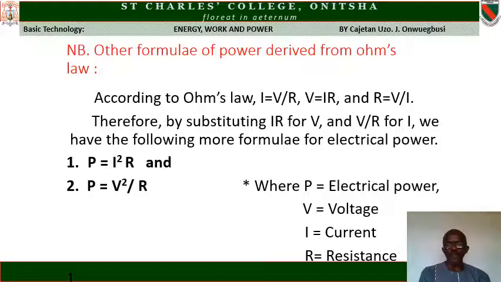The second one, P equals V squared over R, is got by substituting V over R for I. That is, if you remove I, you put V over R. The formula P equals IV will now be P equals V over R times V. That will give you V squared over R.